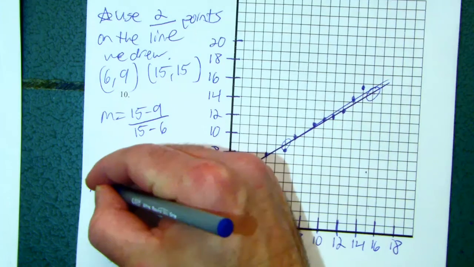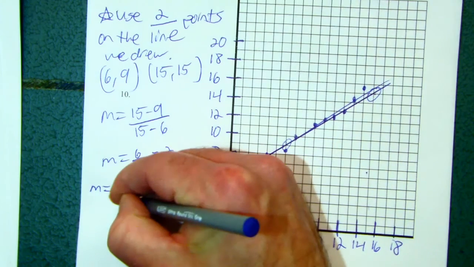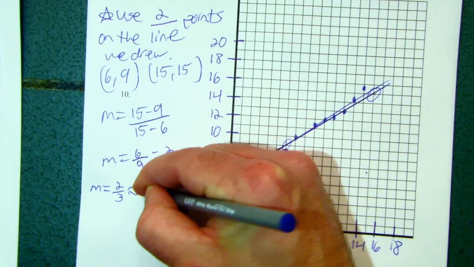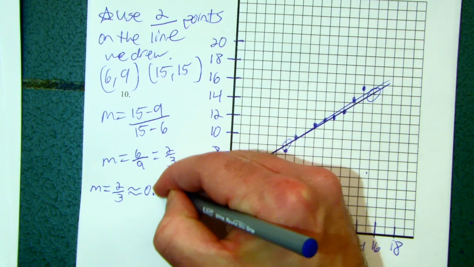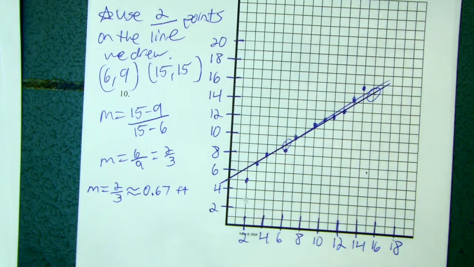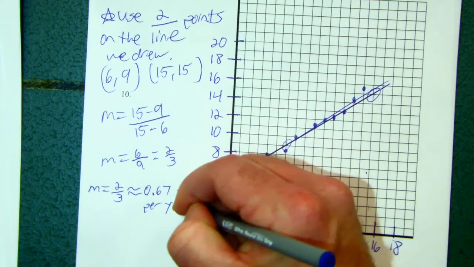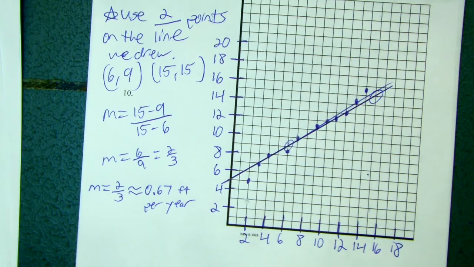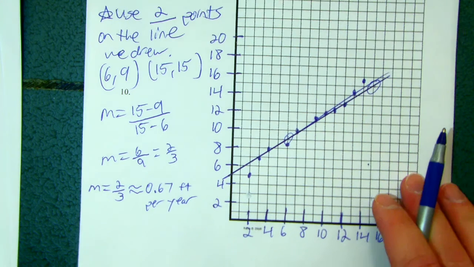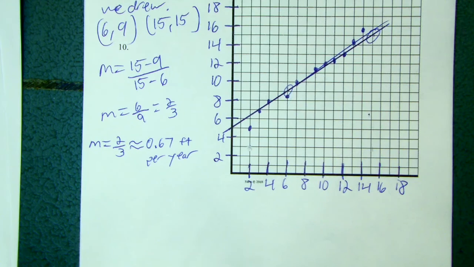All right, so my slope is 2/3, or if you want to approximate this, it's going to be 0.67 feet. This is the height of a tree, so it'd be feet per year. All right, I'm fine with doing approximation here with scatter plots. Normally you don't say like 2/3 of a foot. We usually use halves, quarters, eighths. So if you want to change your 2/3 to 0.67, that's actually going to be acceptable here.